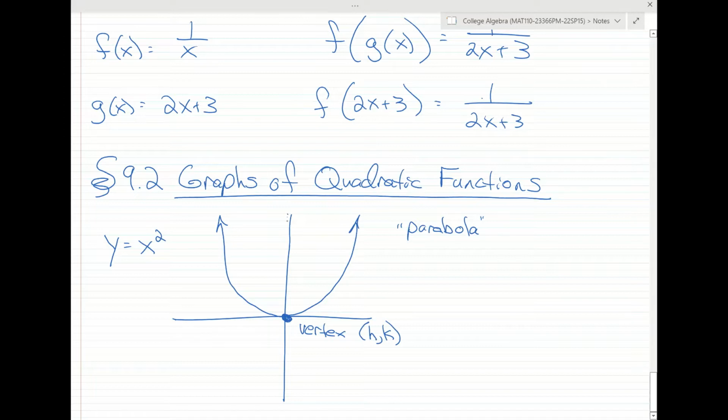We also have something called the axis of symmetry, which cuts the graph right down the middle. You have the same exact graph on the right side as you do on the left. If you were to reflect it over, it would be exactly the same thing.